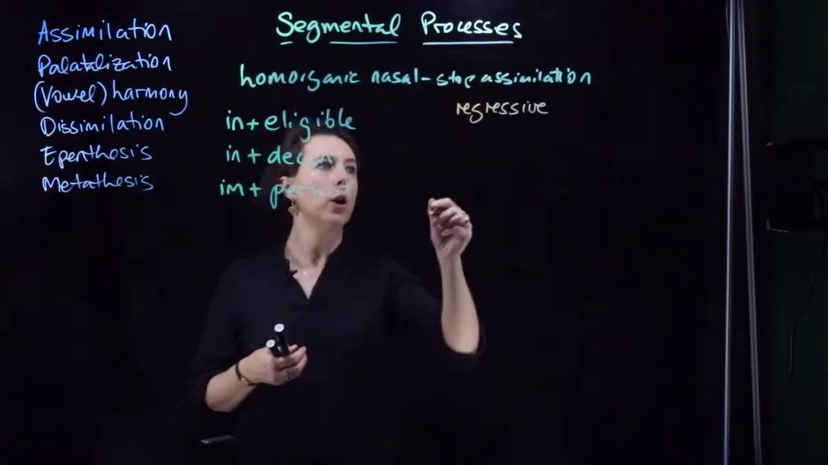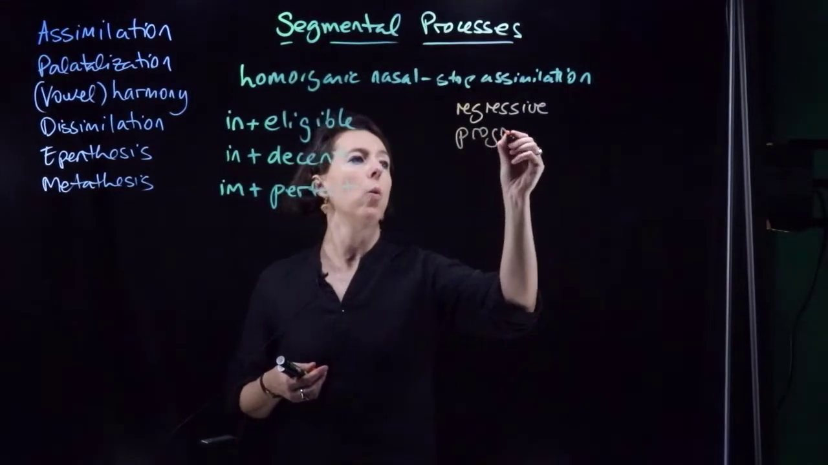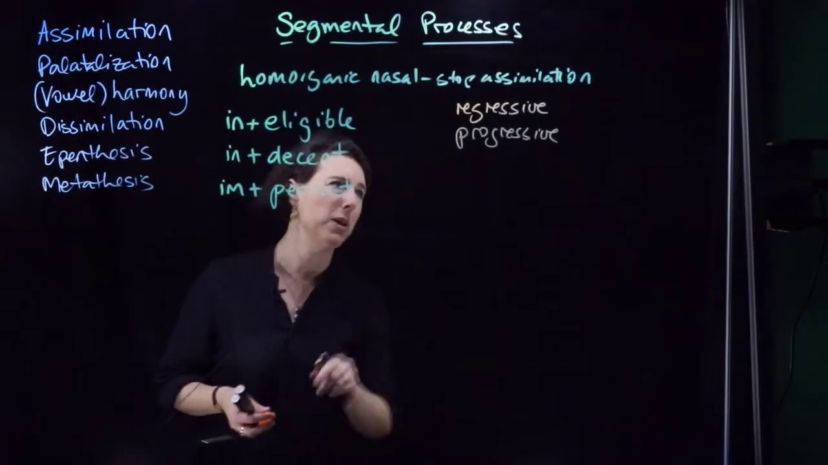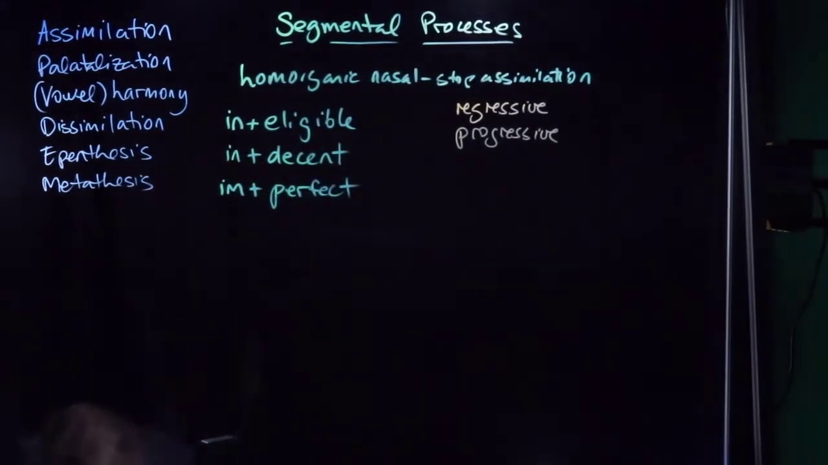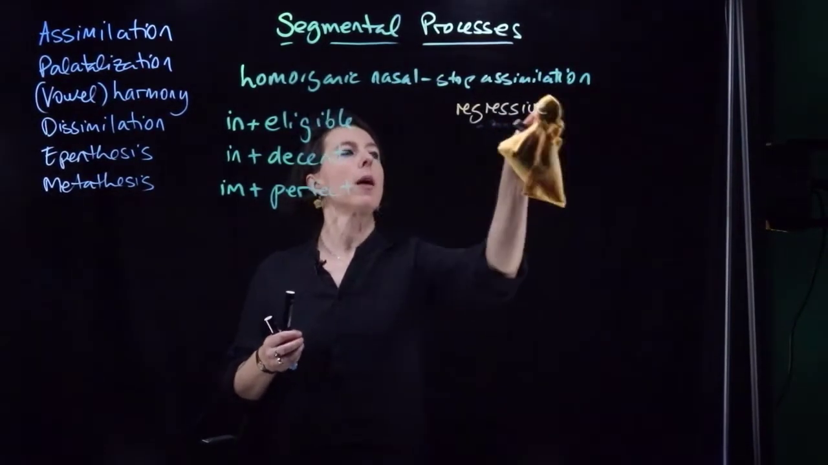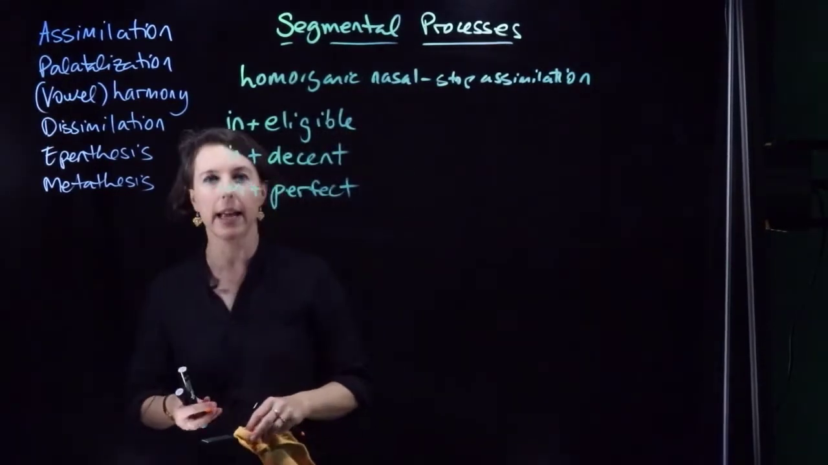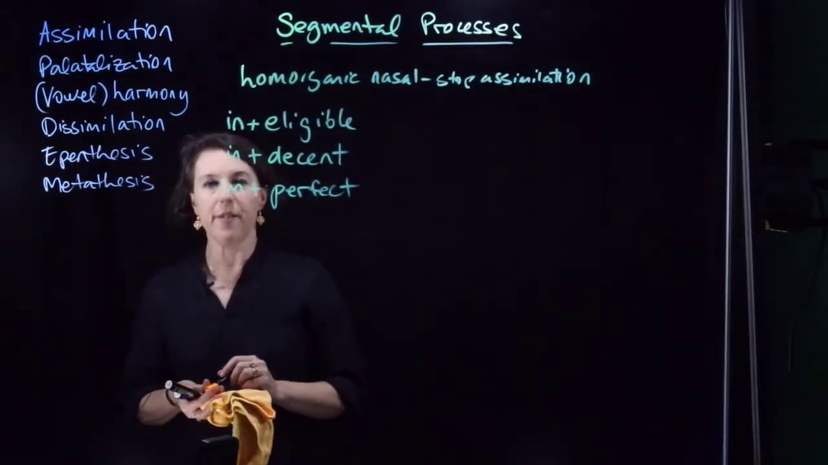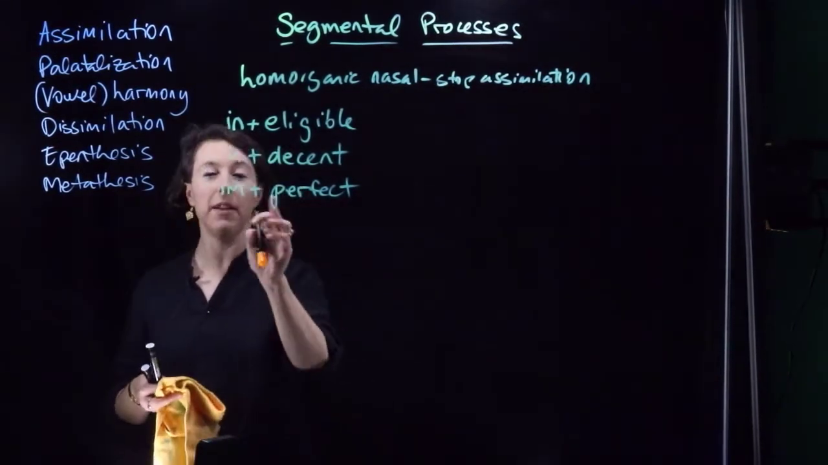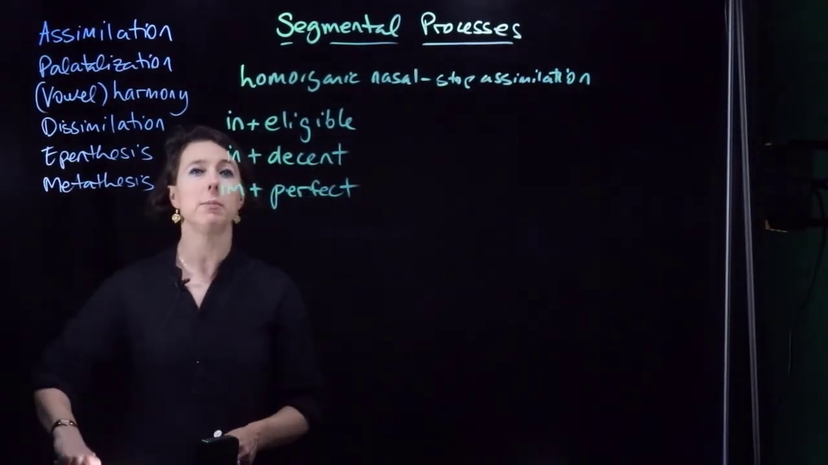Okay. You can also get progressive assimilation where a segment influences what's coming up after it. That's not as common. All right. So we won't focus on that one too much. And there's other terms that people use for regressive and progressive. They say things like perseverative and anticipatory, left to right, right to left. There's all different terms. That doesn't really matter for us. So long as we know that it's assimilation, we're okay.